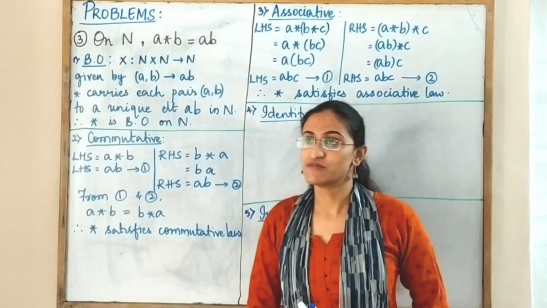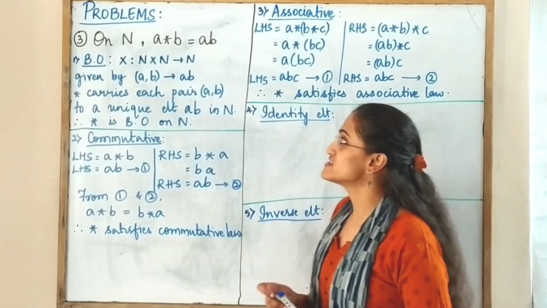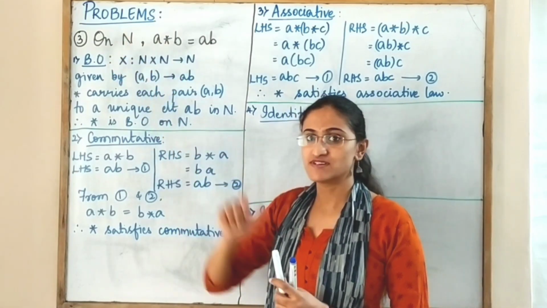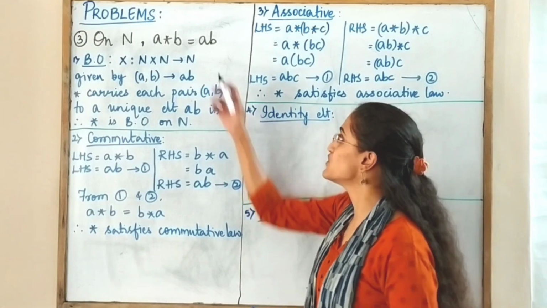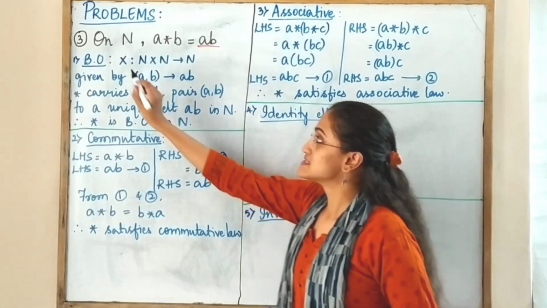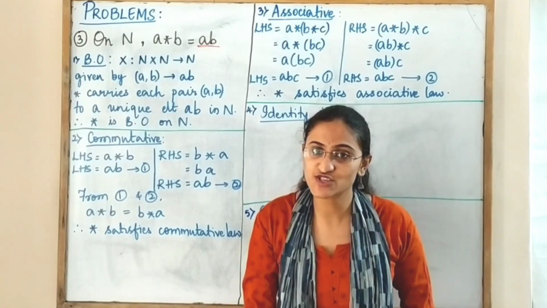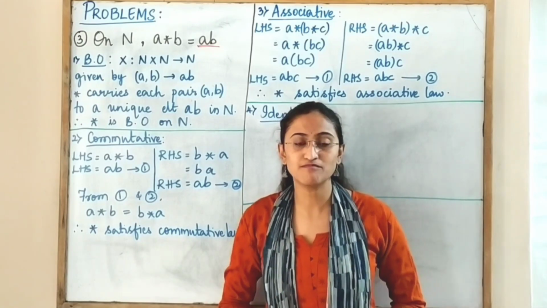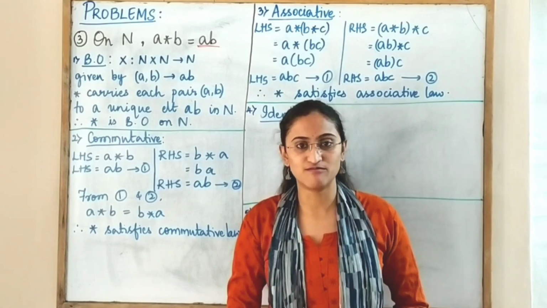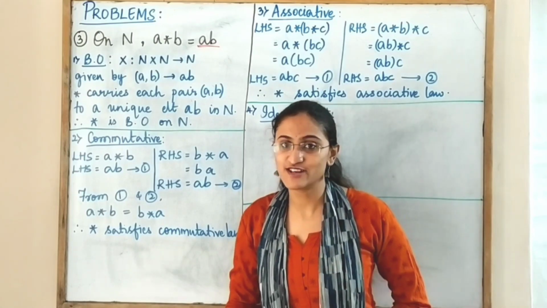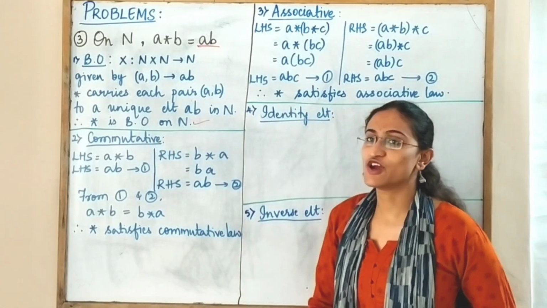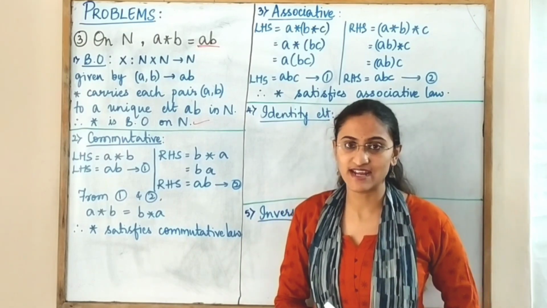Look at the next problem, that is the operation defined on the set of natural numbers, and A star B is equal to AB. Since we know that in the set of all natural numbers, if you take any two numbers and multiply those two numbers, we get back a natural number itself, hence we can conclude that star is a binary operation on the set of natural numbers.